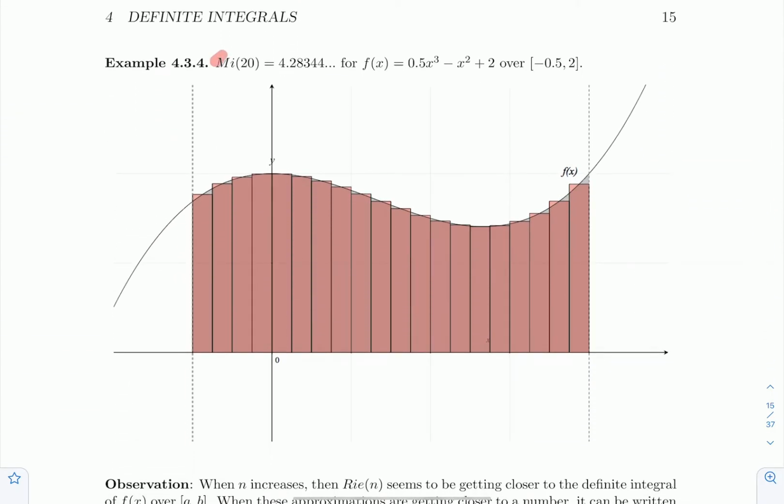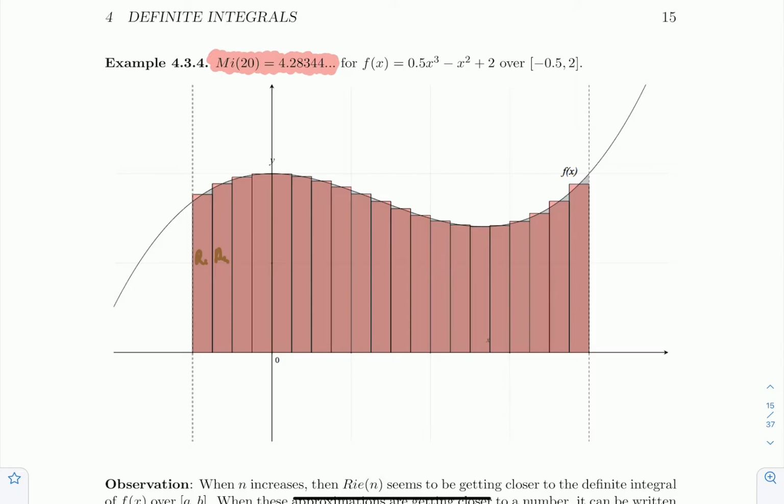So if you're using M20, sorry, this is like a bilingual Riemann something, sorry. So if you're computing M20, so if you're using 20 rectangles, you're going to get 4.28344. And as you can see, this is so beautiful to look at.